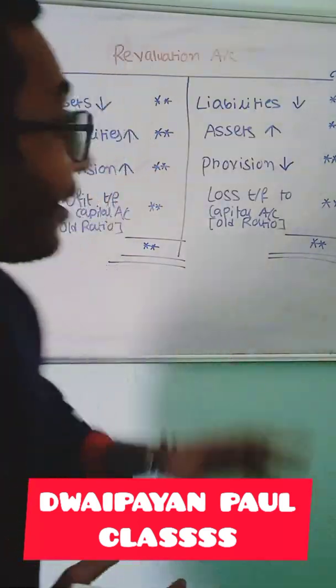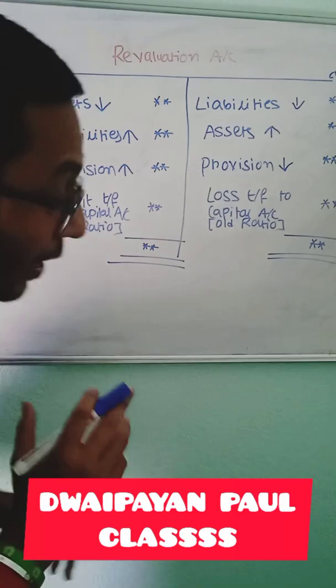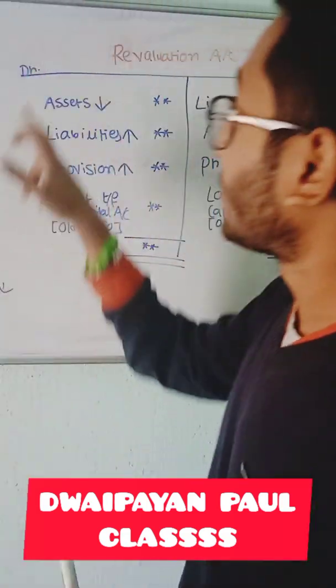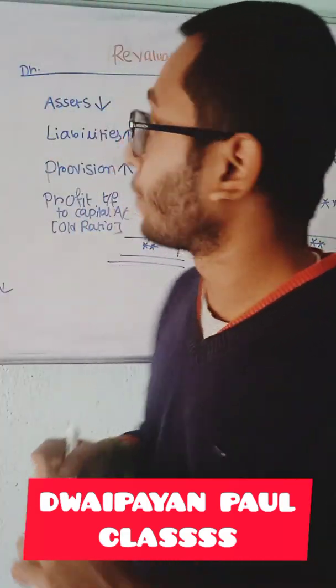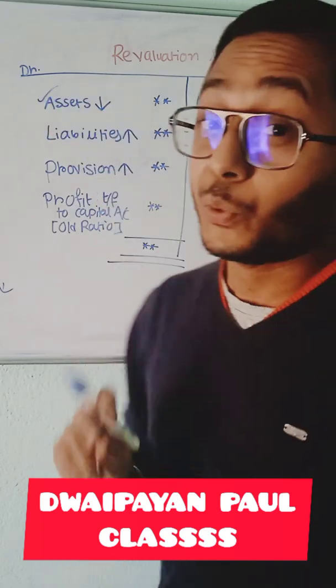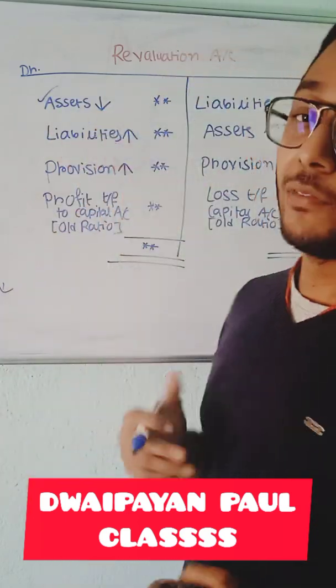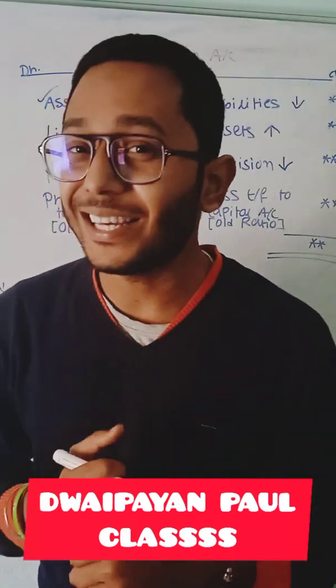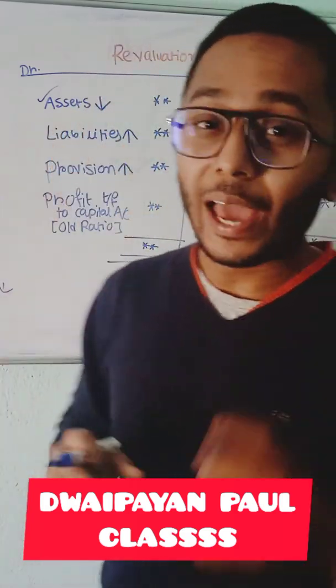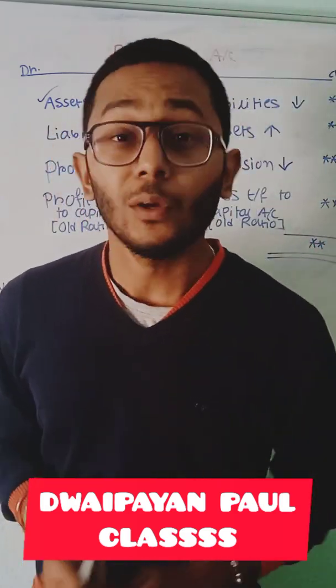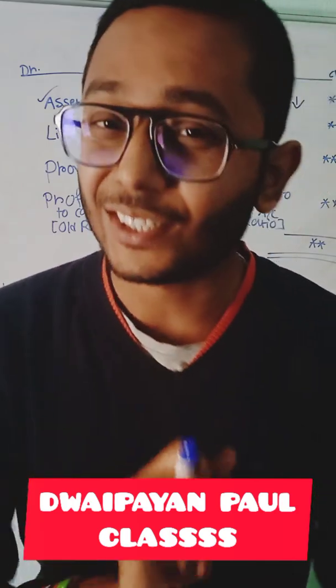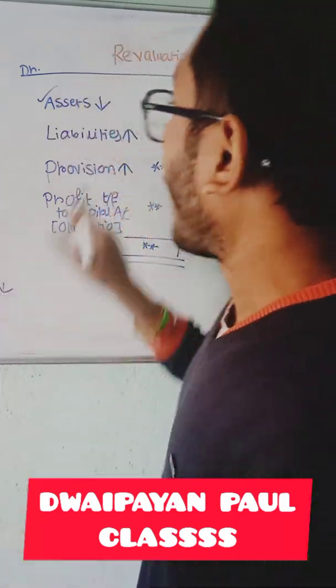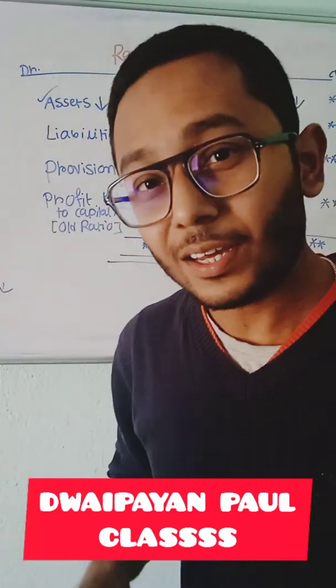So let's come to the debit side of the revaluation account. Now, assets. In assets there is a downward arrow, so basically the value of the assets is reducing. If the value of assets is reducing, you have to write it on the debit side of the revaluation account.